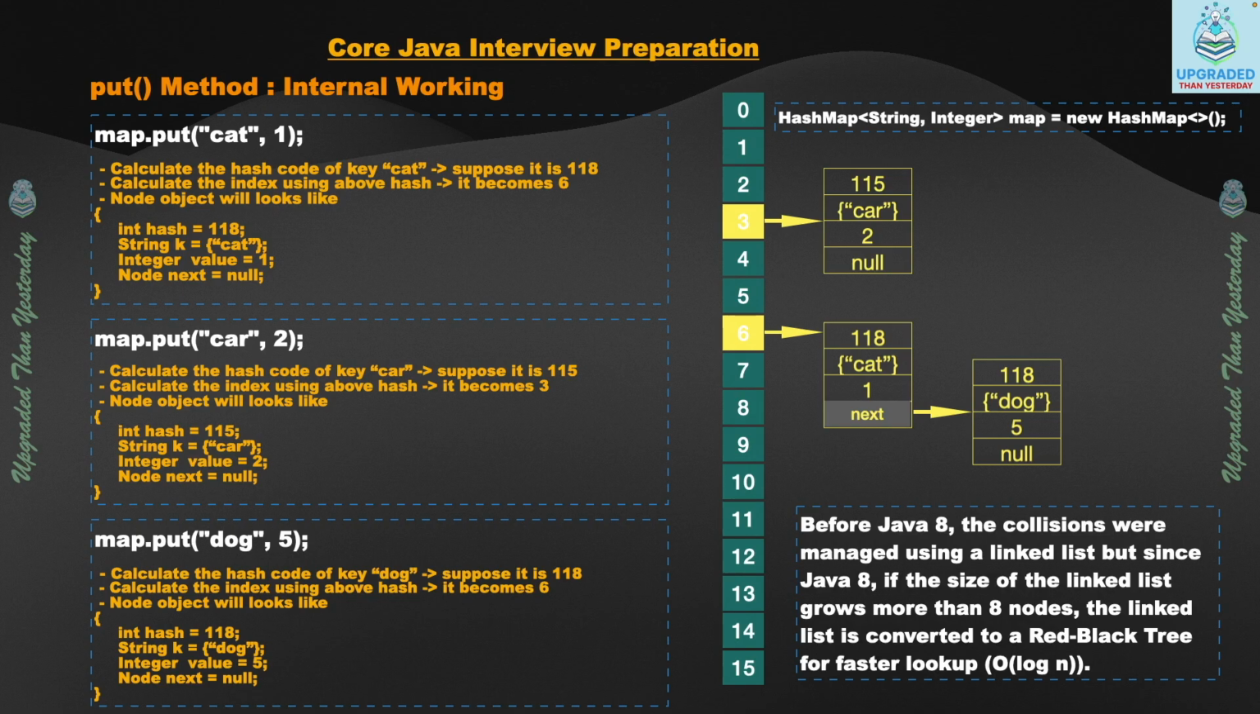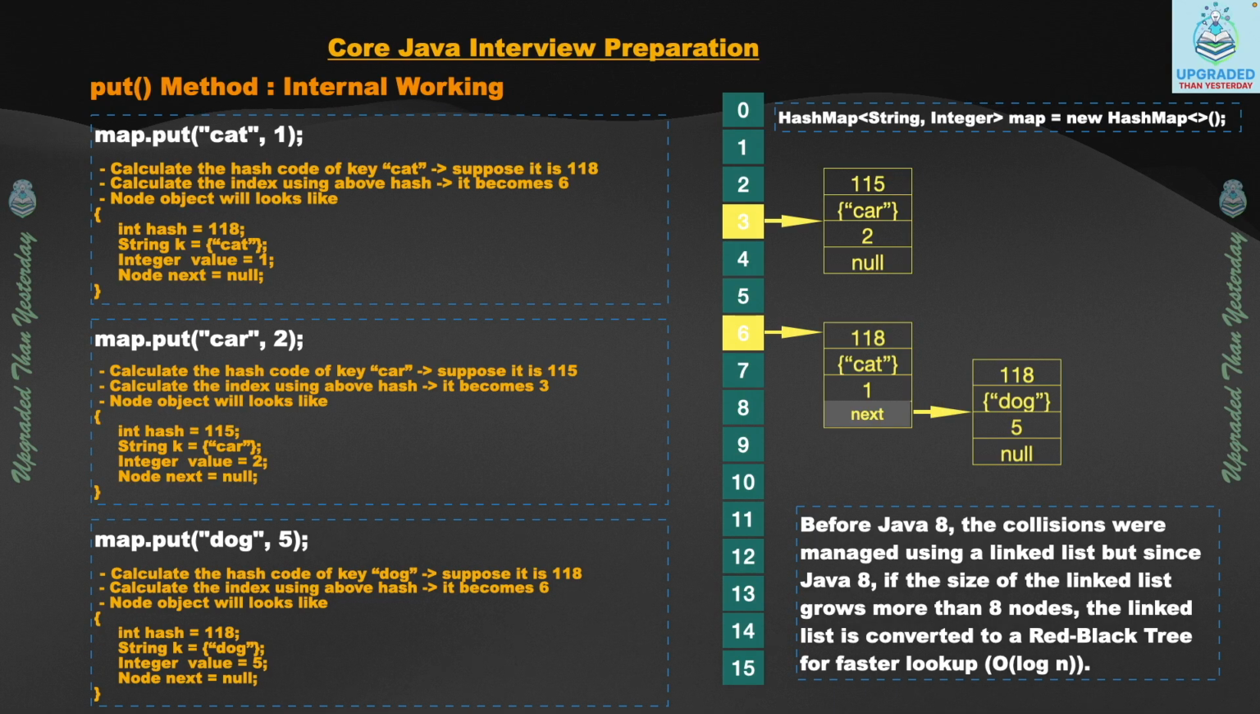Before Java 8, the collisions were managed using a linked list, but since Java 8, if the size of the linked list grows more than 8 nodes, the linked list is converted to a red black tree for faster lookup, that is O(log n).